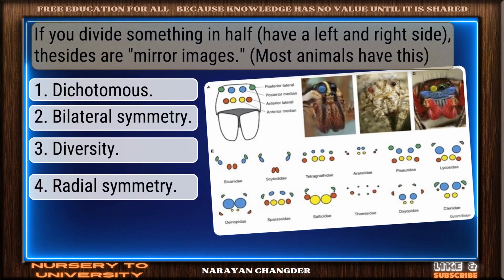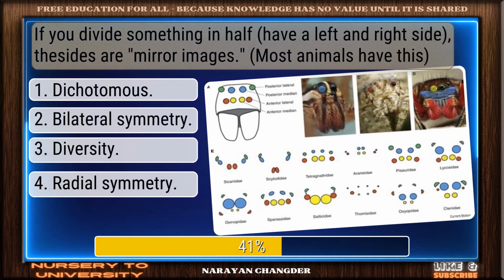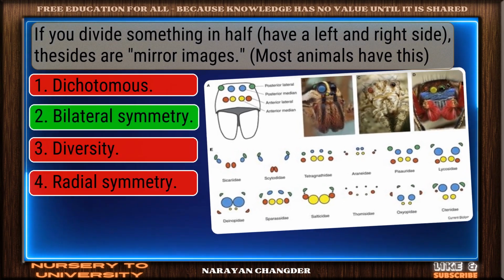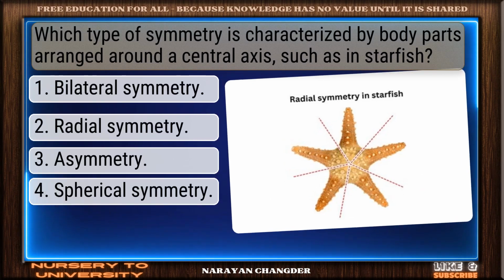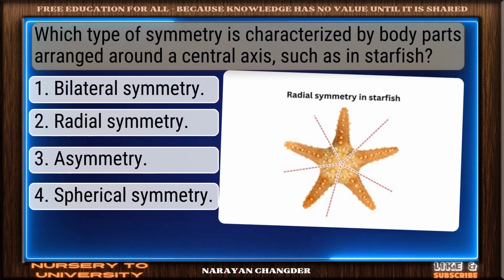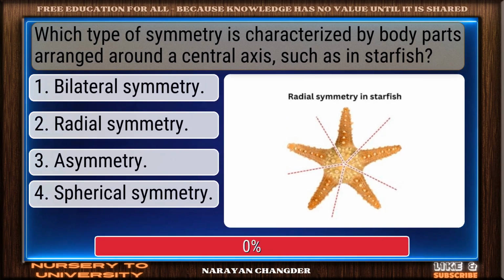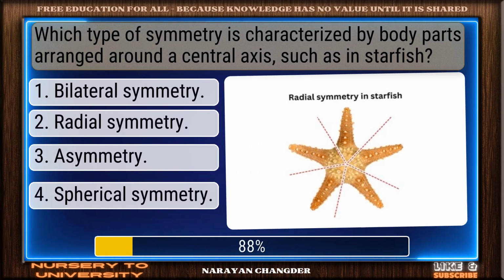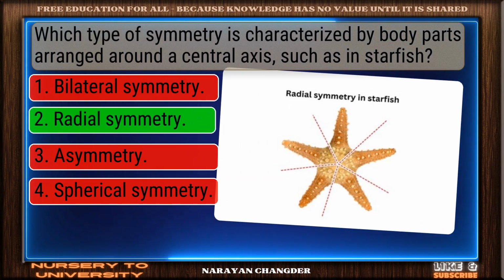If you divide something in half, the sides are mirror images. Right again. Bilateral symmetry is a valid answer. Which type of symmetry is characterized by body parts arranged around a central axis, such as in starfish? Great job. Radial symmetry is the accurate answer.